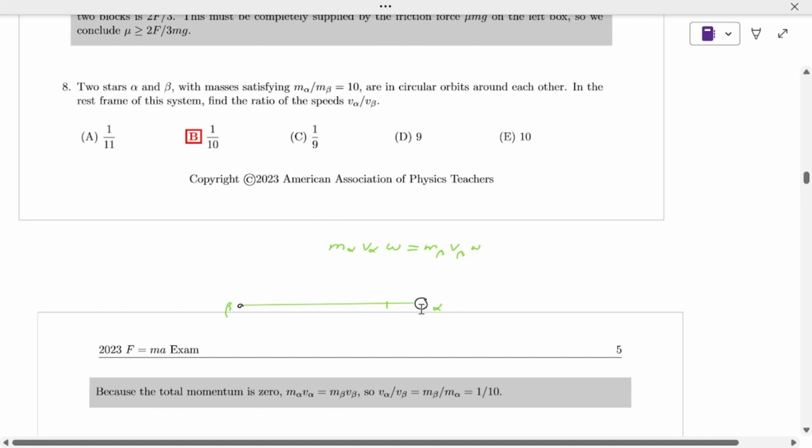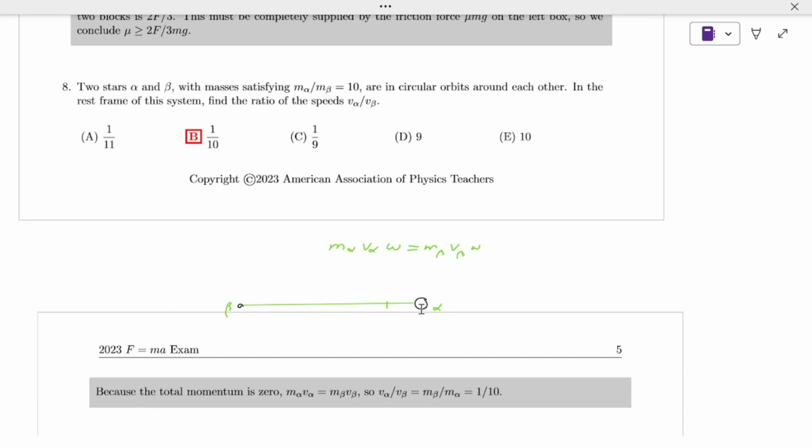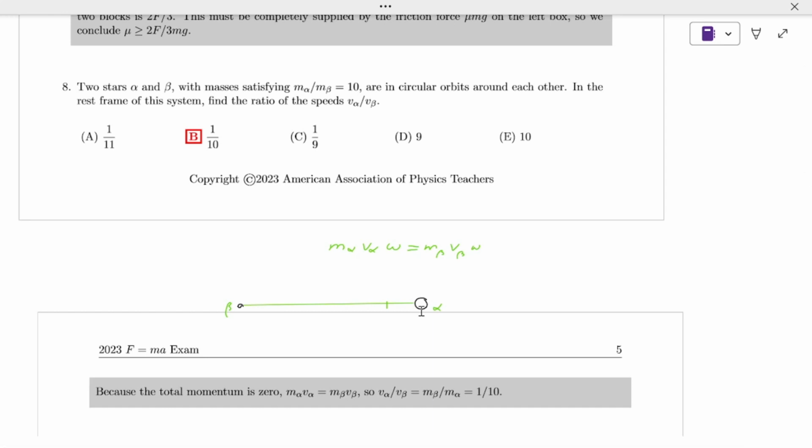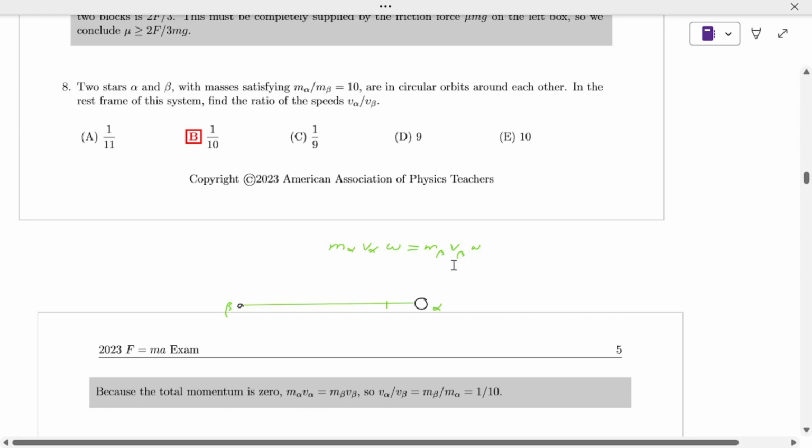And you may recall that for the centrifugal force you can choose different expressions. You can say m v squared over r. You can say m omega squared times r. You can say m v omega. We'll choose m v omega because that's the most convenient mathematically. If you simply write down that the centrifugal forces are the same for alpha and beta, you have this expression.